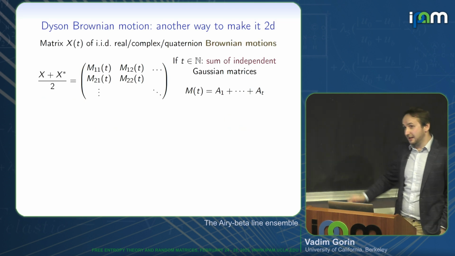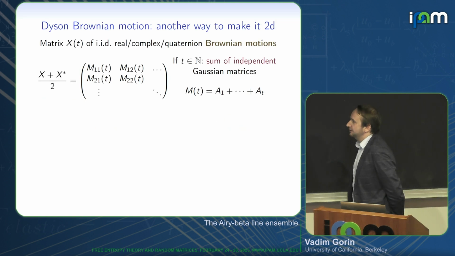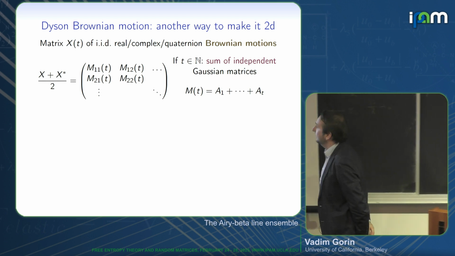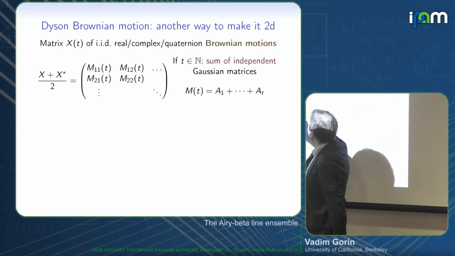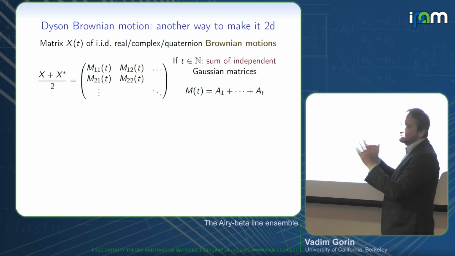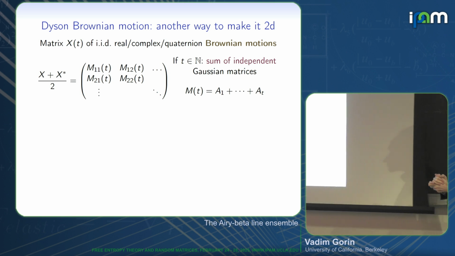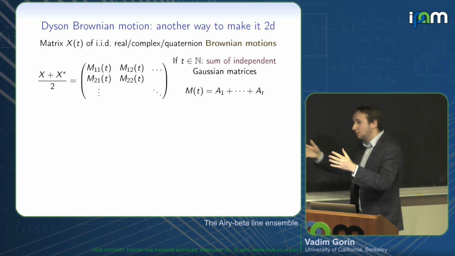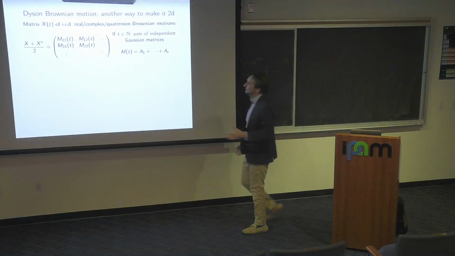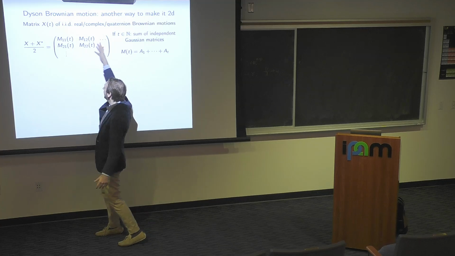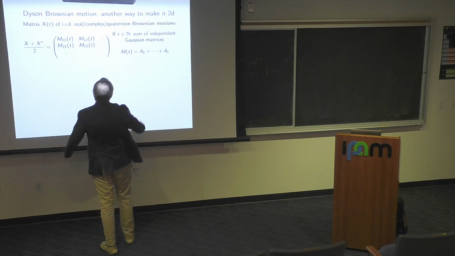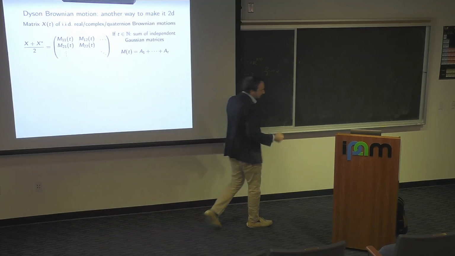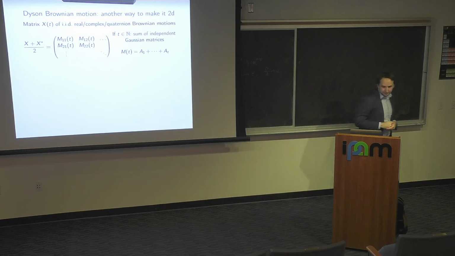Okay, so an alternative way to add dimension, also a very natural one, is that you take your matrix and think about your Gaussian matrix elements as just fixed-time distributions of Brownian motions. And you say, okay, instead of looking at fixed-time distributions, let's look at the full time evolution. So now the matrix starts to evolve in time, and you keep track of this entire matrix. So all matrix elements are independent Brownian motions.